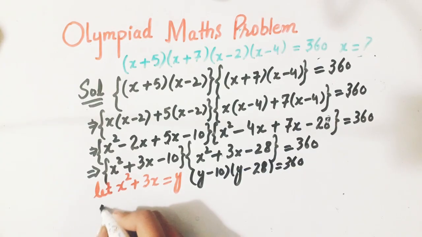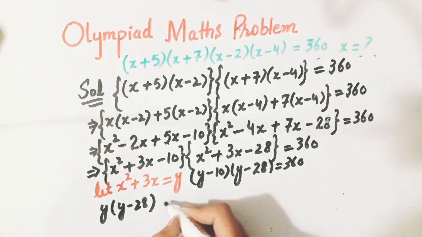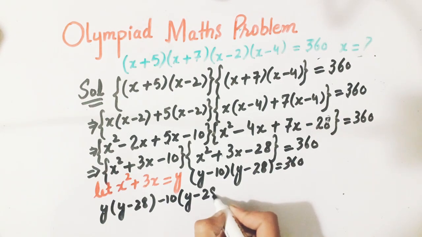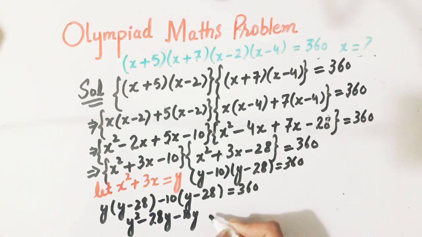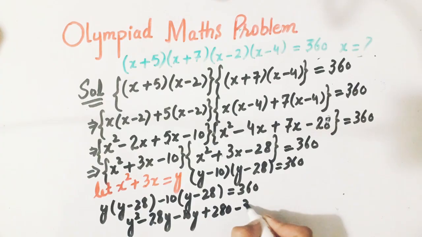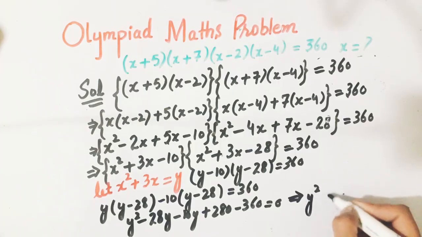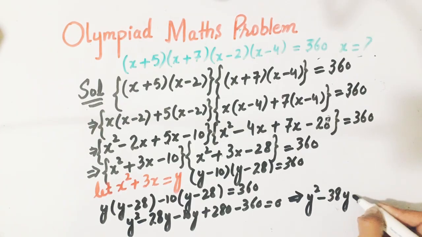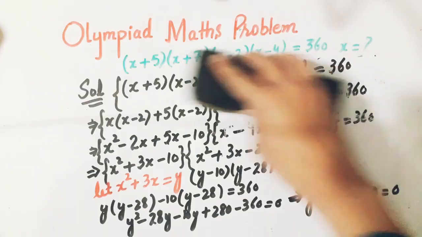Now y is multiplied first by y minus 28 and minus 10 is multiplied by y minus 28, and that equals 360. Now we get y into y is y square, minus 28y minus 10y, minus minus will be plus 280, minus 360 equals 0. Now we get the equation as y square minus 38y minus 80 equals 0, because 280 minus 360 is minus 80. Now we will solve this further.